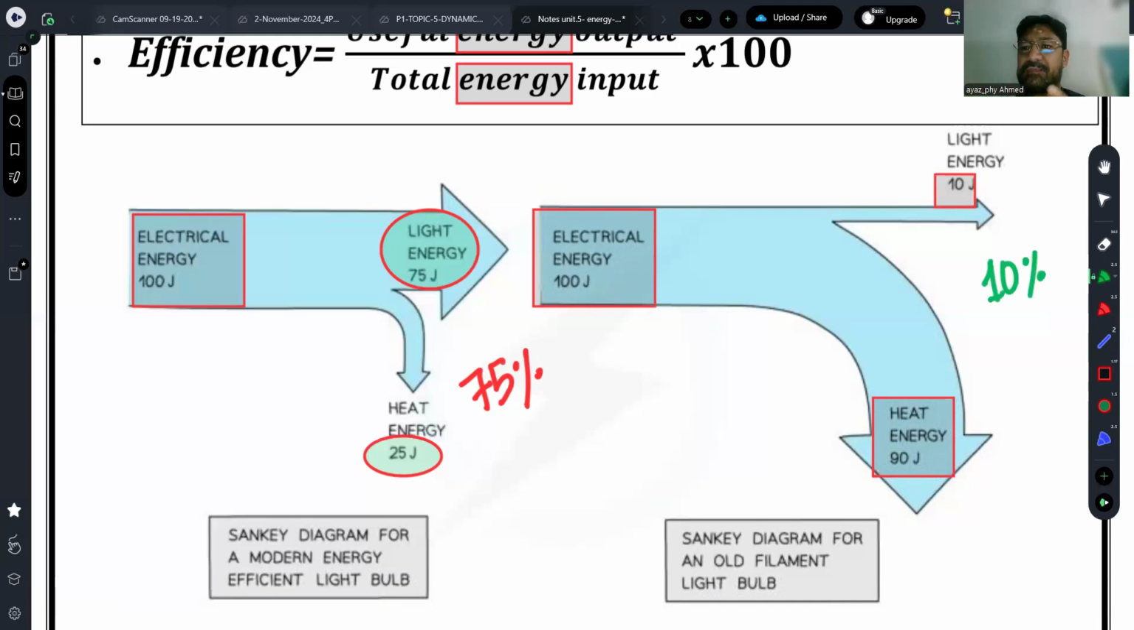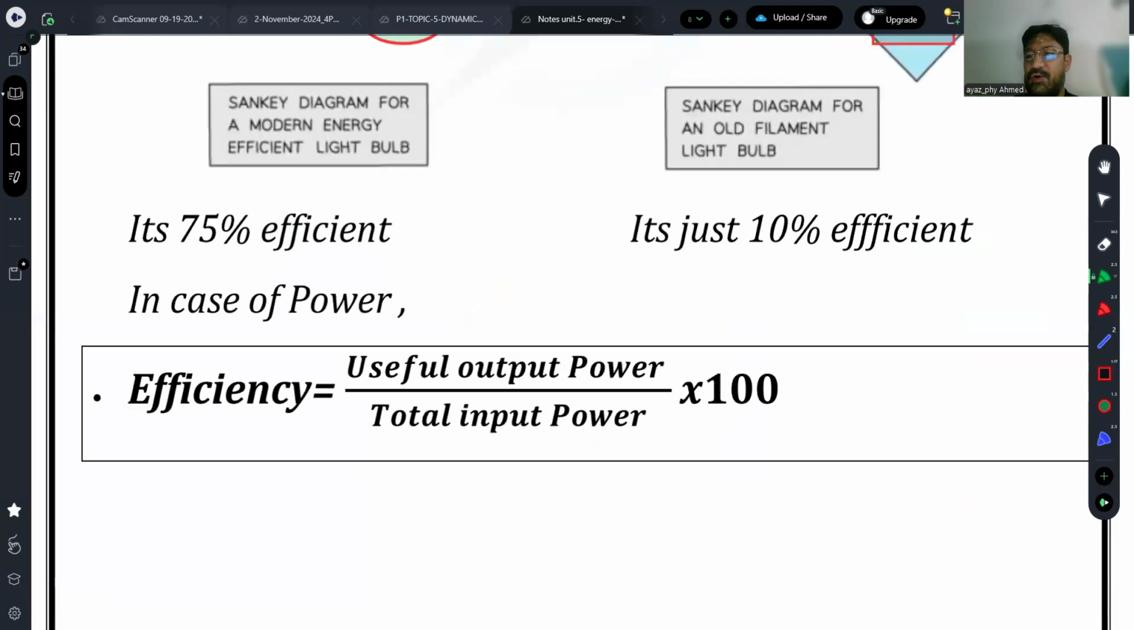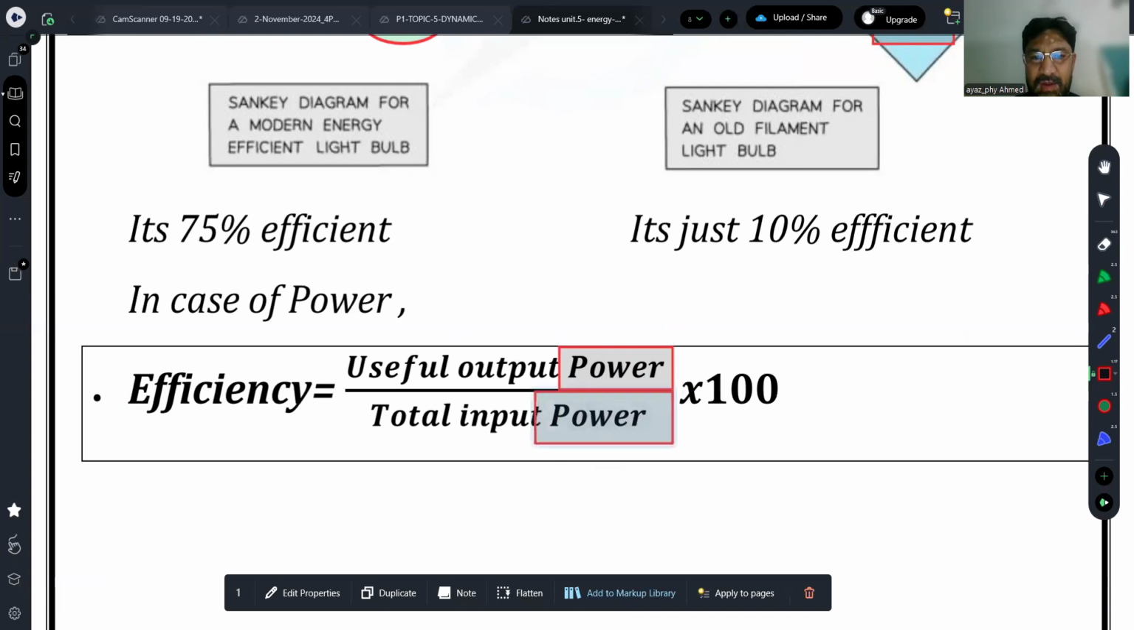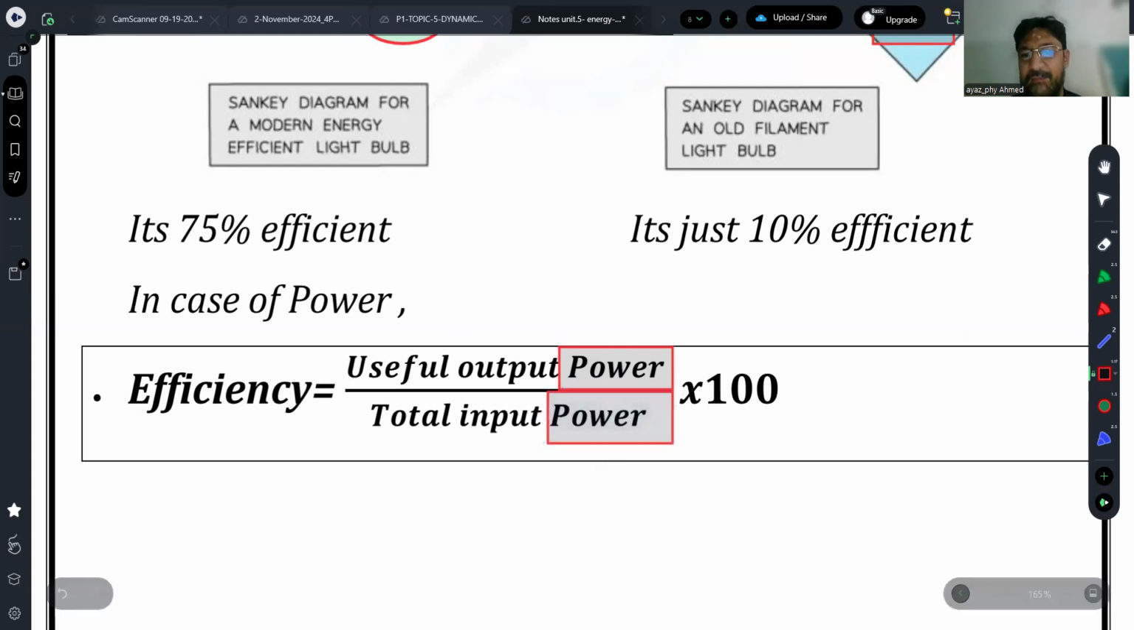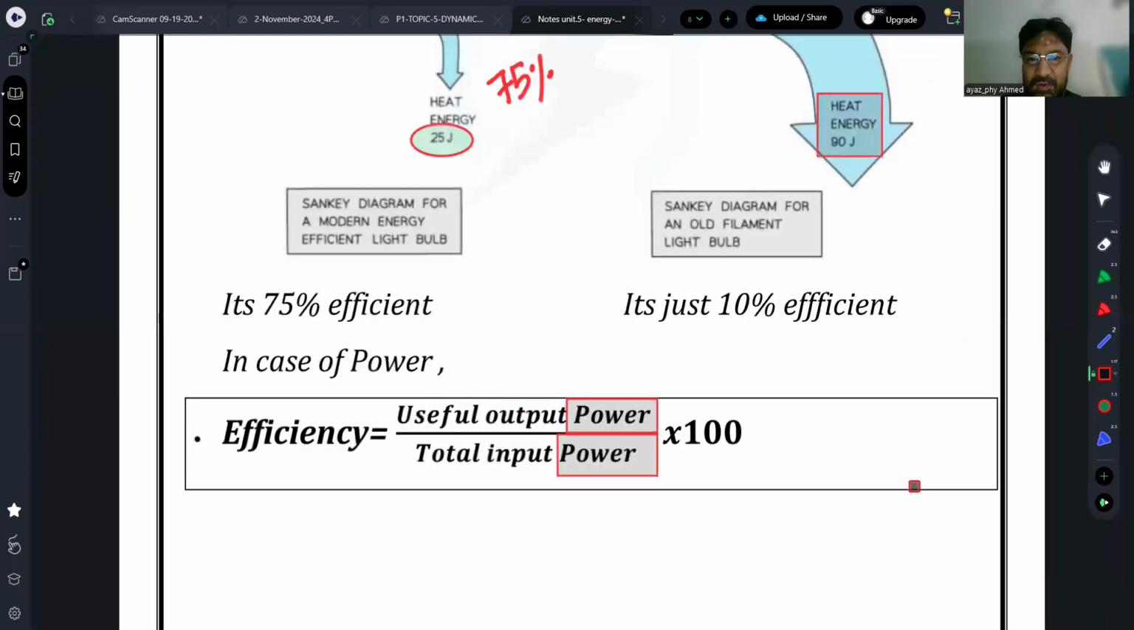So in this way, when we talk about efficiency, we consider useful output as the calculation. If you have power in the given data, sometimes powers are given. For example, a bulb is using 100 watt as an input, and it is using 70 watt as an output. So in case of powers, you have to use the formula of useful output power divided by total input power times 100. That will give you the efficiency. Okay. Till this point, I believe that everything will be clear to all of you.